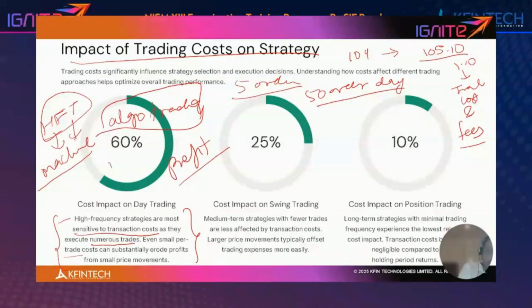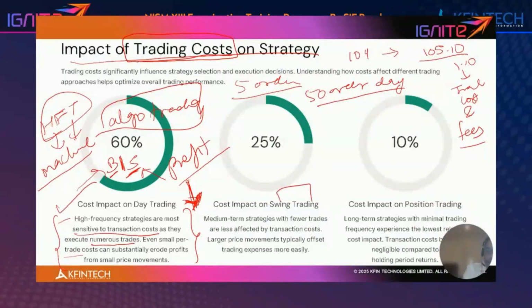So it will continuously buy and sell. But for every buy and sell, there are transaction costs involved. And because of this continuous buying and selling, their overall profit might go down because a lot of charges and fees will come into the picture. So that's what they are explaining, because for HFT, the cost impact is high.